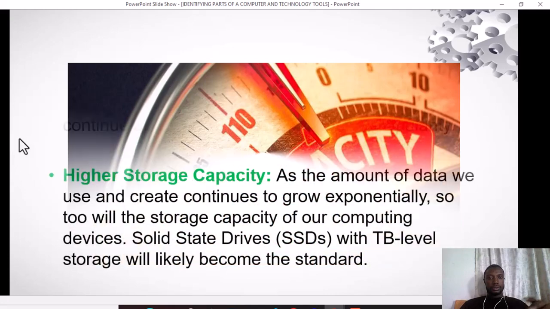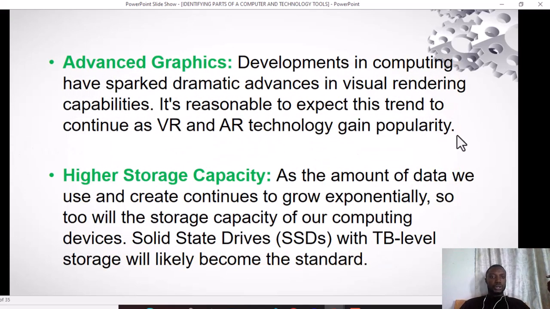Okay. So let's look at the advanced graphics. We already talked about it, where we said 144 pixels, 240 pixels, in that series. As time goes on, the pixels have evolved, and right now we have 1080p, which is very clear, and we have 4K too. So the development in computing has sparked dramatic advances in visual rendering capacity. It's reasonable to expect this trend to continue as VR and AR technology gain popularity.